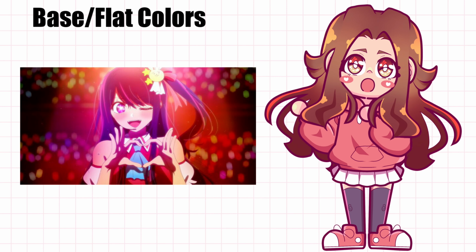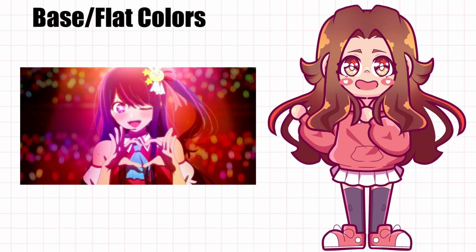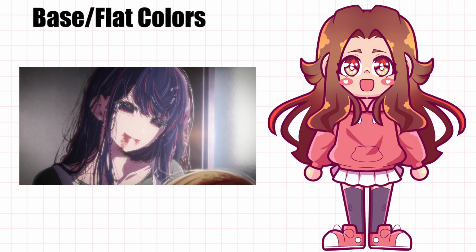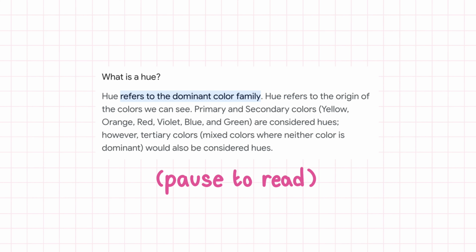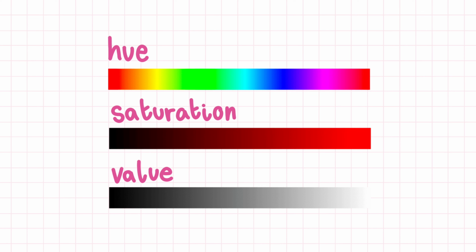Rule of thumb, the brighter and more saturated your colors are, the more vibrant and happy your drawing will be. And likewise, the darker and more desaturated your colors are, the more melancholy and eerie your drawings will be. When I say saturated and desaturated, I'm referring to how close a color is to its hue. The closer a color is to its hue means the more saturated it will be, and colors that are closer to black and white are desaturated.